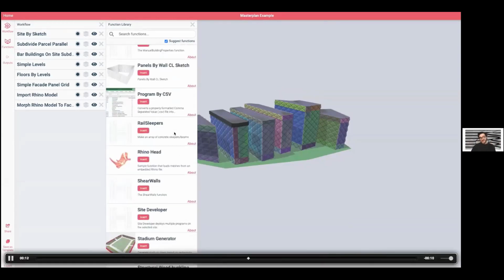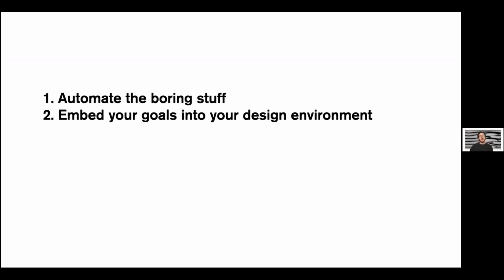So, okay, that's the end of the sales pitch part, and actually pretty much the end of the presentation, but I just want to sum up with a few closing notes. Regardless of whether you want to use Hypar personally, and whatever your skill level is, or whatever the level of facility that your firm has with computational approaches, I think we can all strive to enhance our design environments with these basic ideas. We want to automate the boring stuff. We want to embed goals into our design environment so that they help us achieve them.